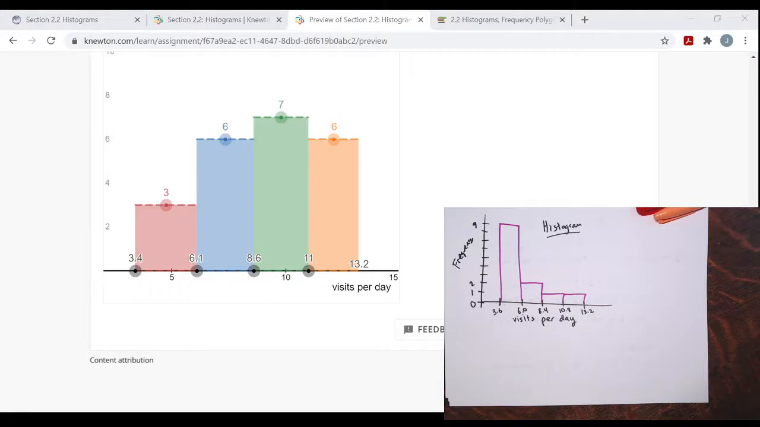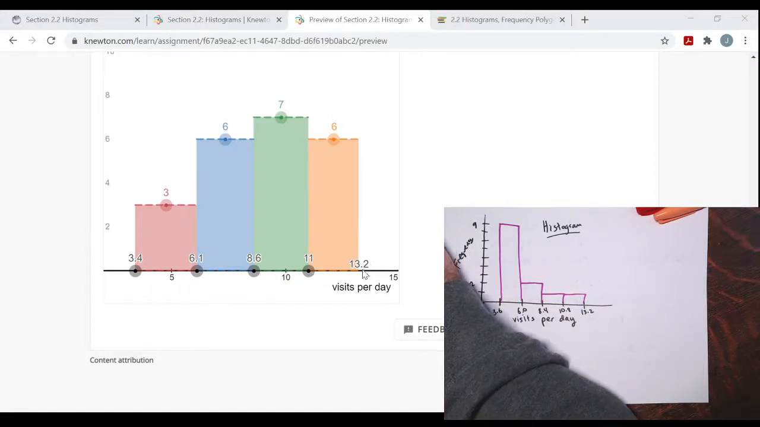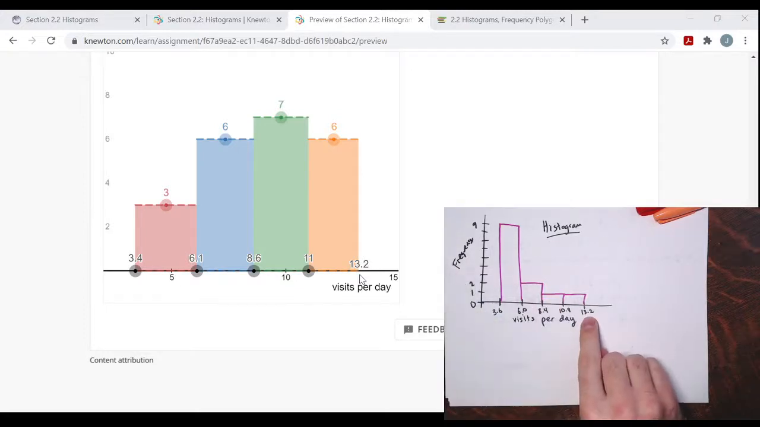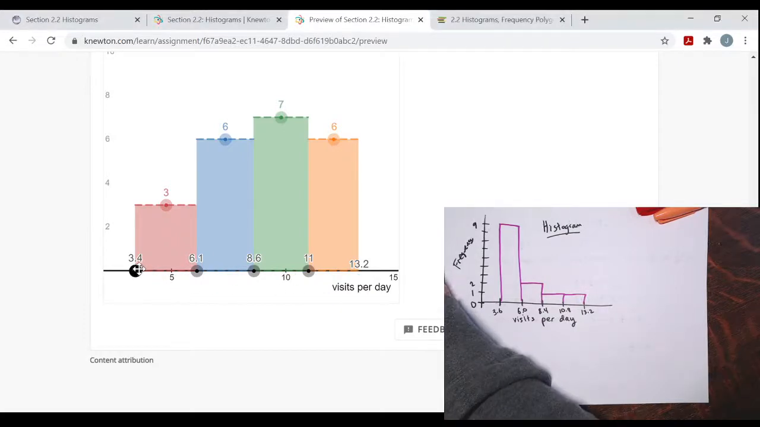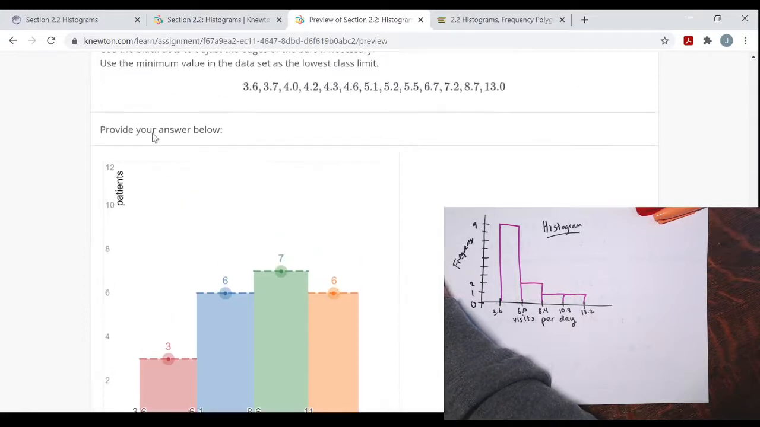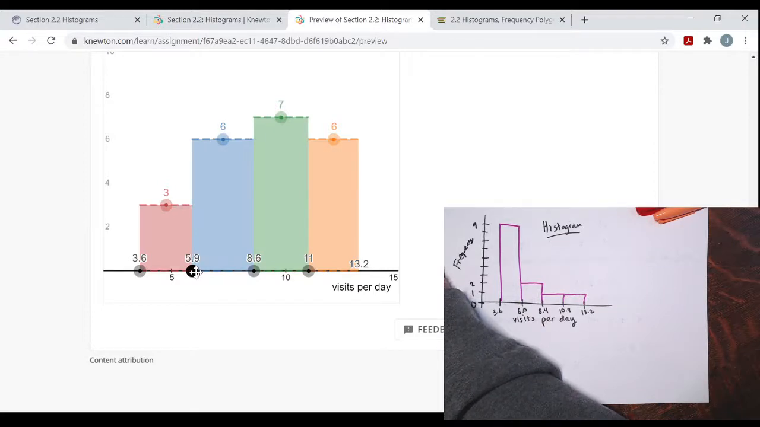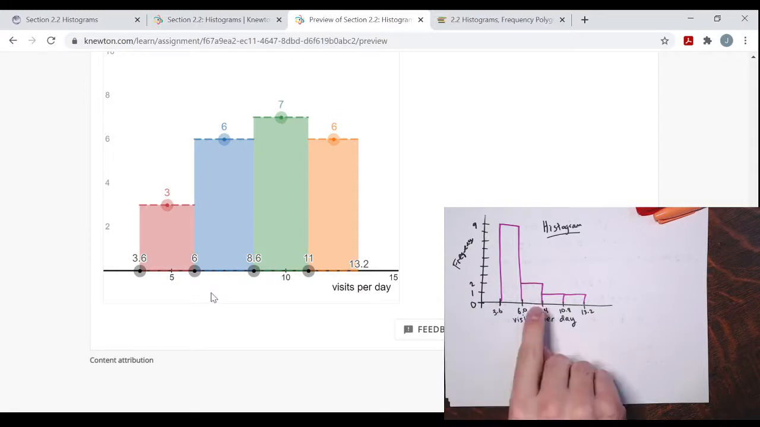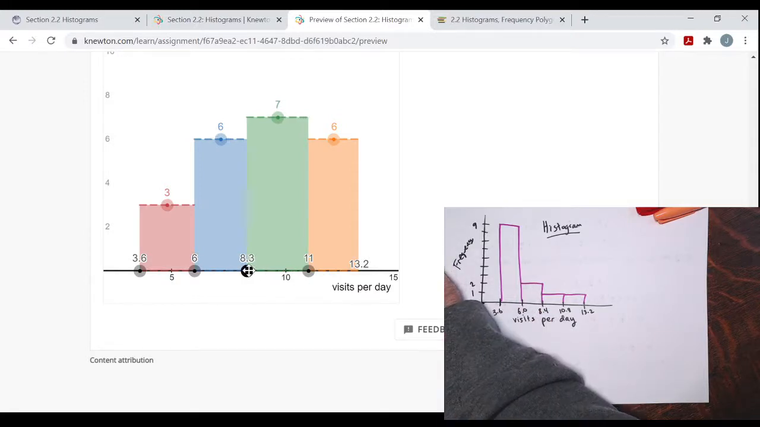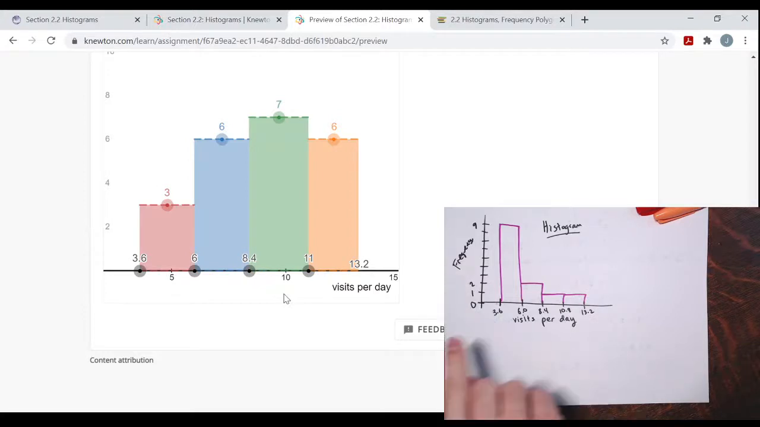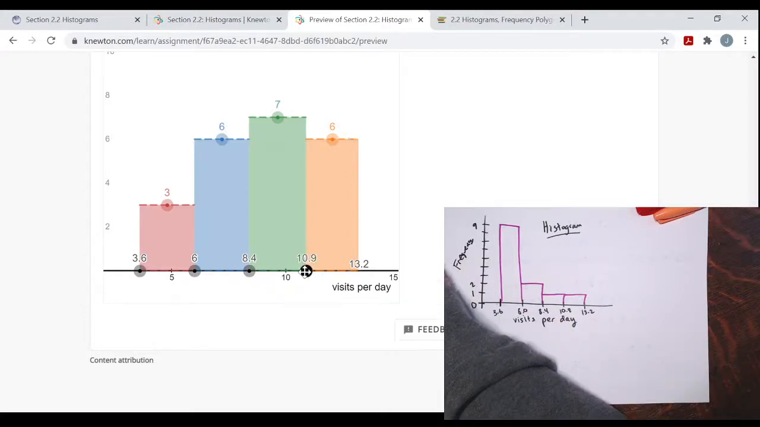So notice how it ends here. You can't move 13.2, just like mine ended at 13.2. So you see they're using lower class limits for the black dots. So the black dots I move, the first one was 3.6. Again, it's pretty sensitive. 3.6 was the lowest value. The next lower class limit was 6.0, so I'll start the next bar at 6.0. The next one at 8.4. The next one at 10.8, all using the lower class limits there.